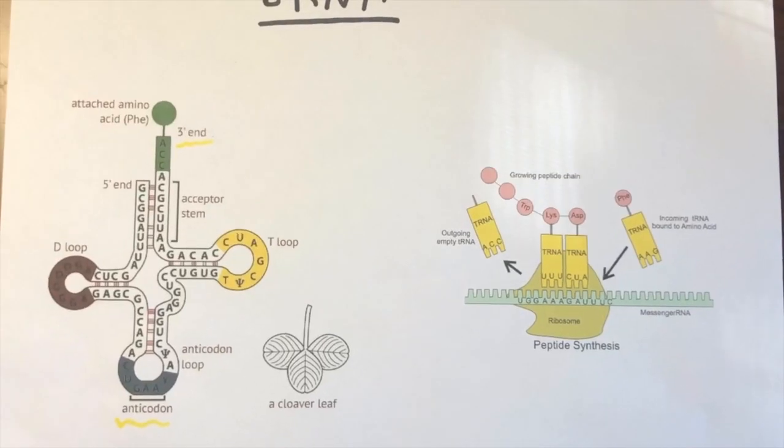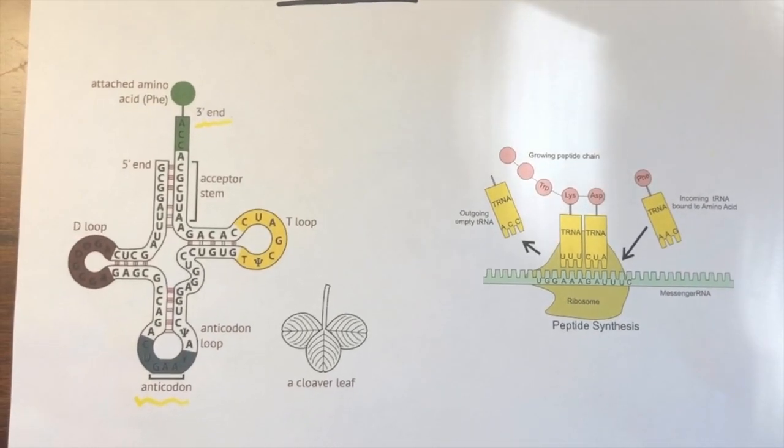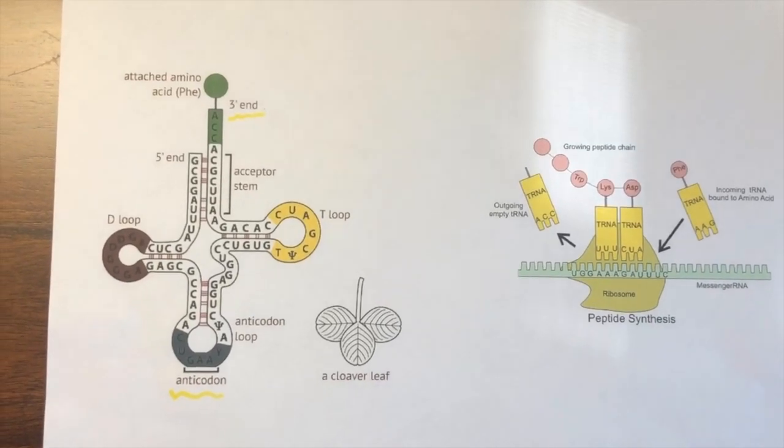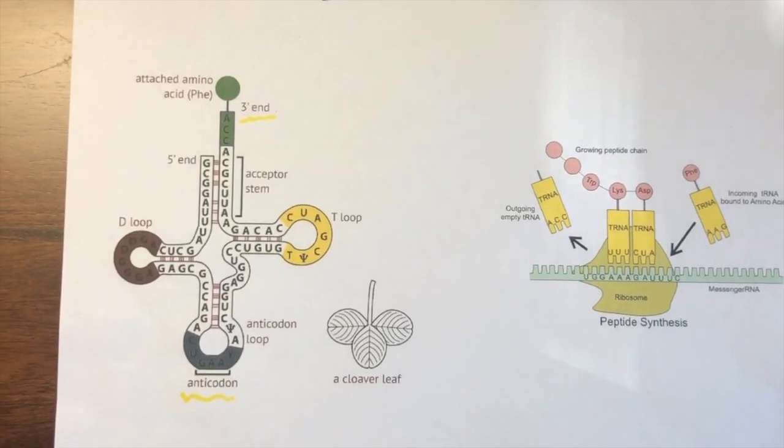A closer look at tRNA in its unique clover shape. At its 3' end, an ester bond will form between the molecule and an amino acid. At one of the 3 loops is the anticodon sequence.